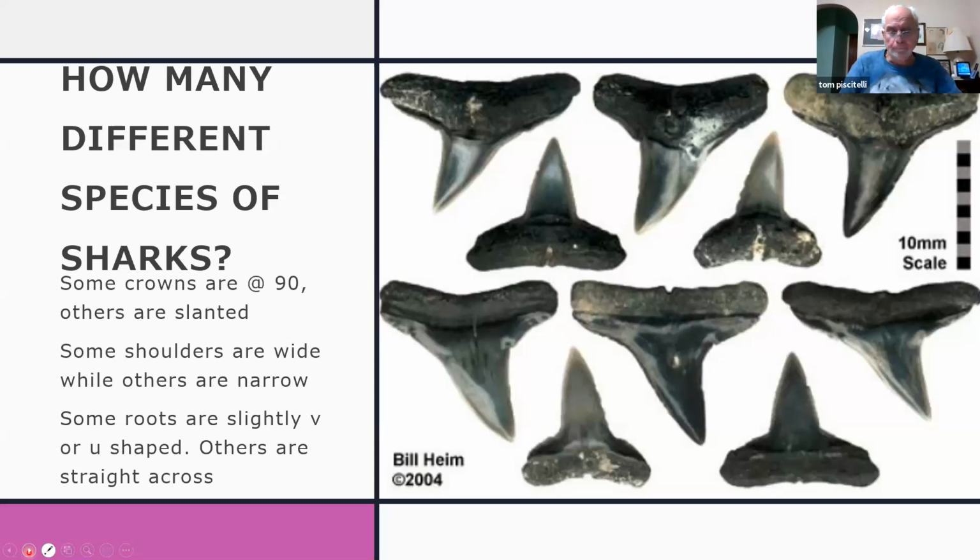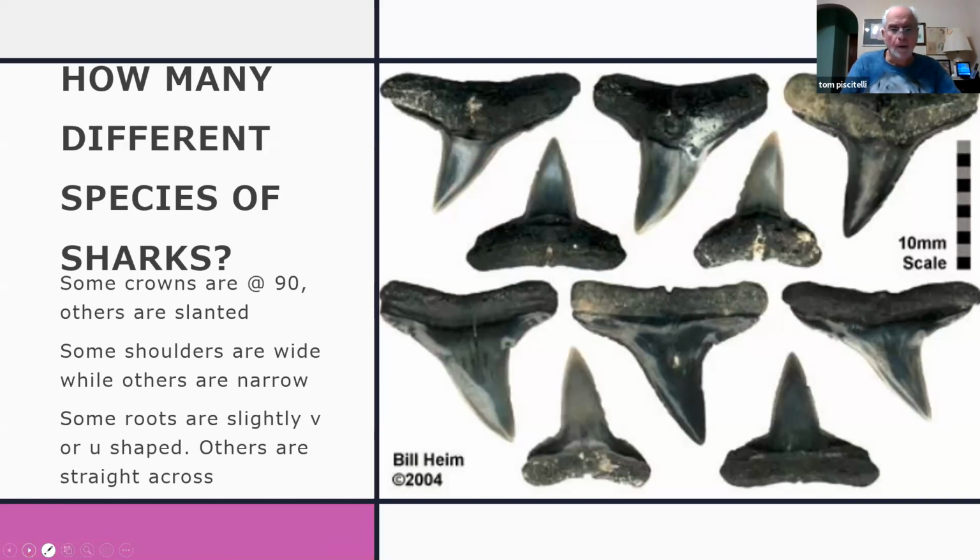Look at the picture. How many different shark species are there? Let me give you a minute to think about that. How many sharks did you guess? There's only one. These are all lemon shark teeth.